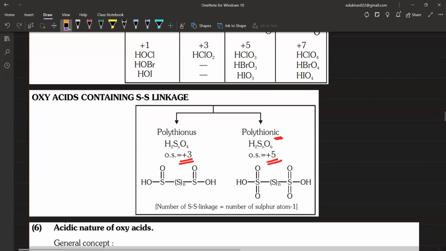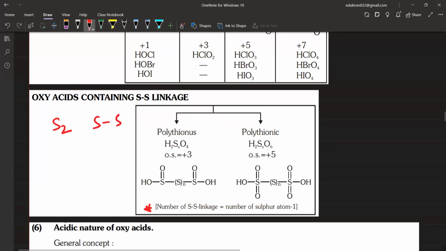One more question that can come here is with this statement. How many SS linkages can be there? So if you have S2, तो क्या होगा? अगर 2 सल्फर है तो एक SS linkage होगा, right? So how many number of SS linkages could be there? So you will be having number of SS linkages equal to number of sulfur atoms minus 1. जैसे 2 था, 2 minus 1 is equal to 1.